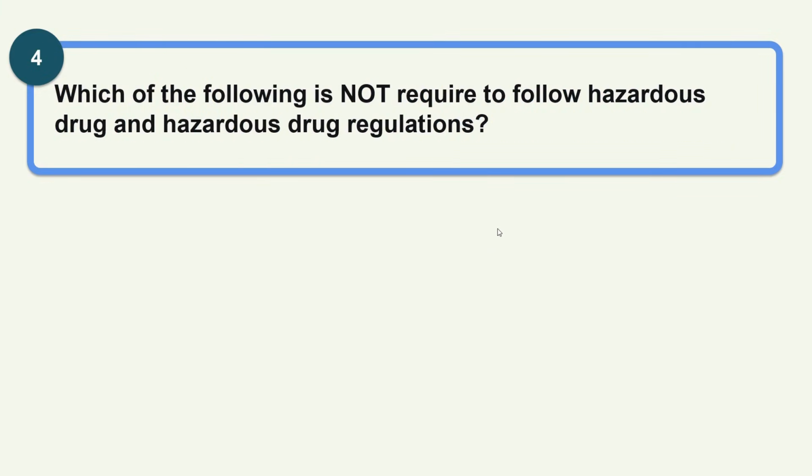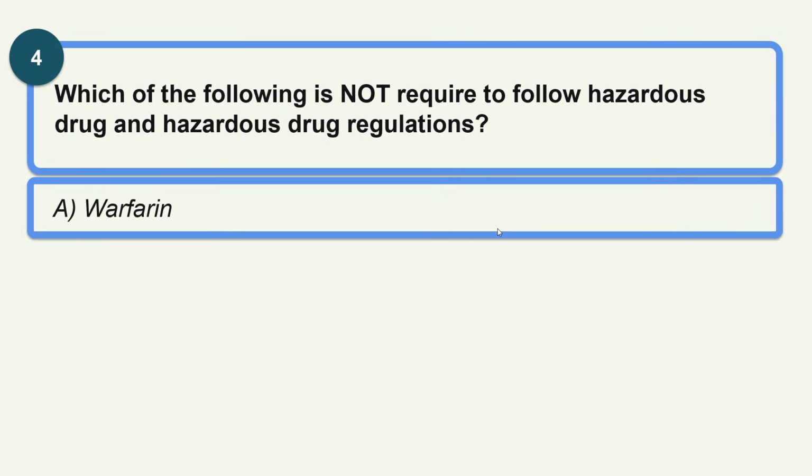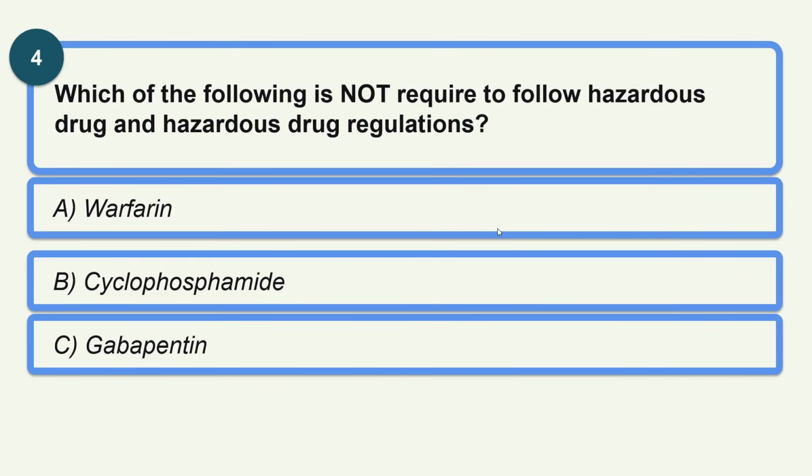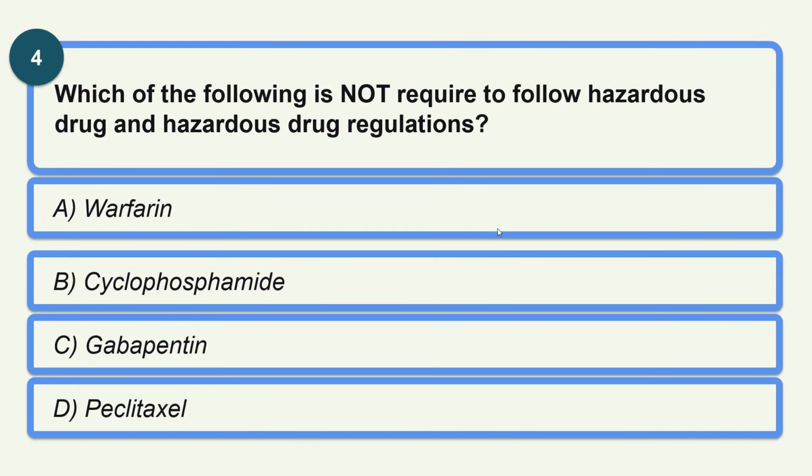Which of the following is not required to follow hazardous drug waste regulations? A. Warfarin. B. Cyclophosphamide. C. Gabapentin. D. Paclitaxel. The correct answer is gabapentin. So hazardous drugs and their waste have special federal regulations to follow. However, gabapentin does not come under the list of drugs that are considered hazardous drugs.